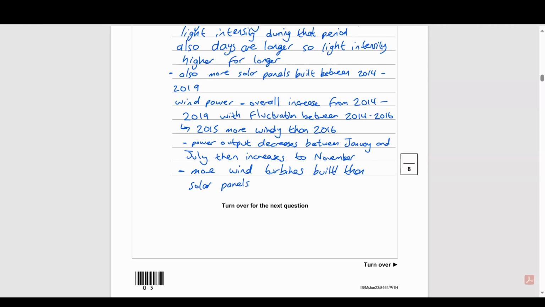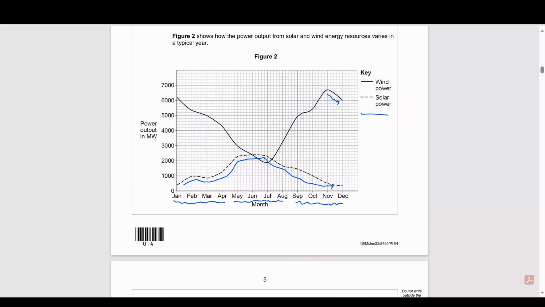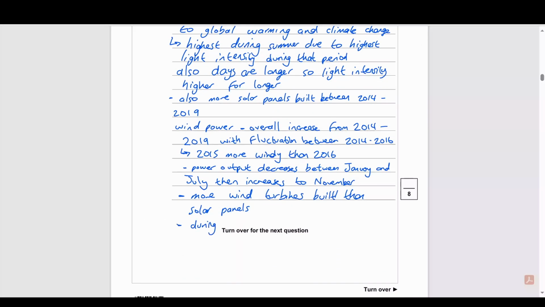And then lastly, let's look at figure 2. If we compare the two types of power in the summertime, when it's at its highest solar power output, it's at its lowest wind power output. So during this summer term, we would expect it to be more sunny but less windy.